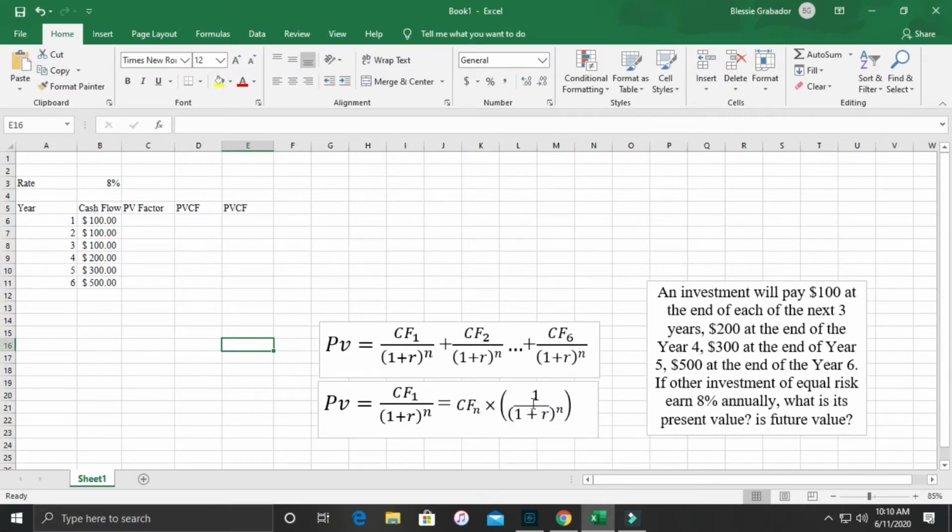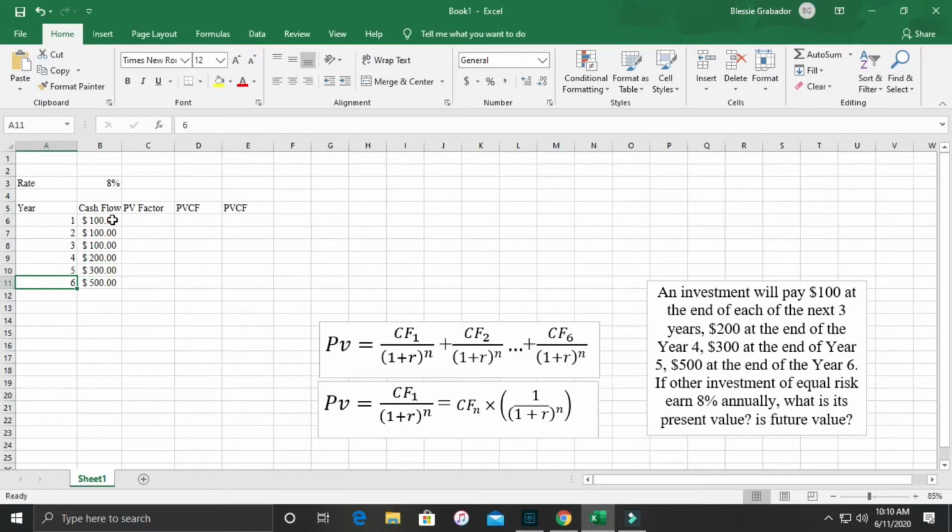First, we have here the rate, 8% annually. The given rate is 8% annually. For the year 1 cash flow, we have 100. Also for the second year and third year, we have $100. Then for the fourth year, we have $200. For the fifth year, we have $300. And for the sixth year, we have $500.